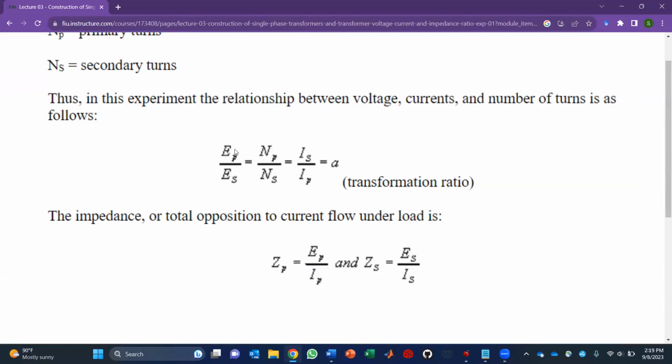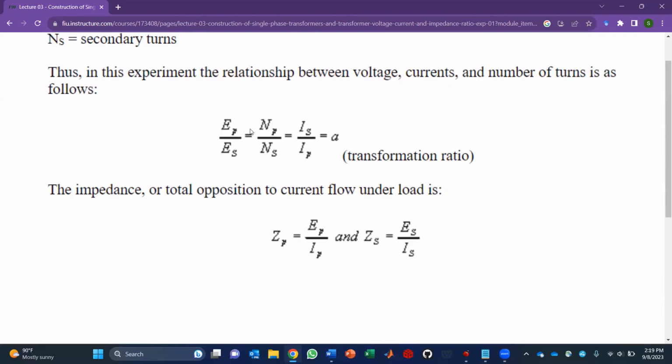You will see that it is not accurate enough, like an ideal case, because there are some losses. In a transformer, there are so many losses. The core of a transformer will have some loss. The primary winding will have some loss. The secondary winding will have some loss.